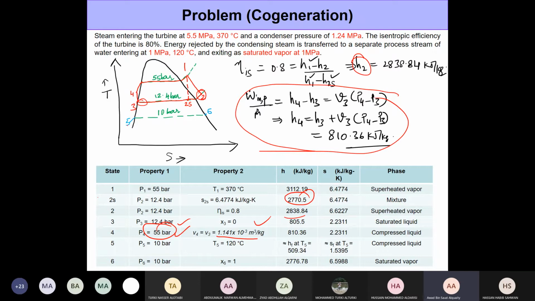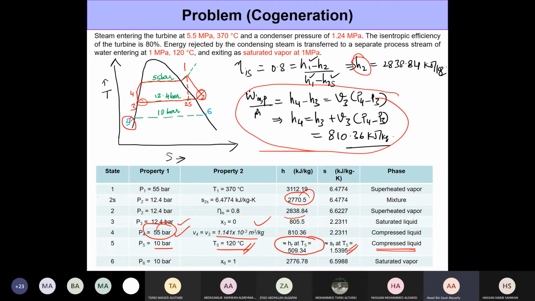Now for this other process stream, it comes in at a pressure of 10 bar at a temperature of 120 degrees Celsius. From the table, we know that this is compressed liquid phase. And for compressed liquid phase, we discussed that properties such as enthalpy don't depend on the pressure so much. They depend on the temperature, all right? So all you need to do is get the value of hf at T5 of 120, and you get the enthalpy at that. We also would want to do the same thing for the entropy. We're going to make use of the entropy here.